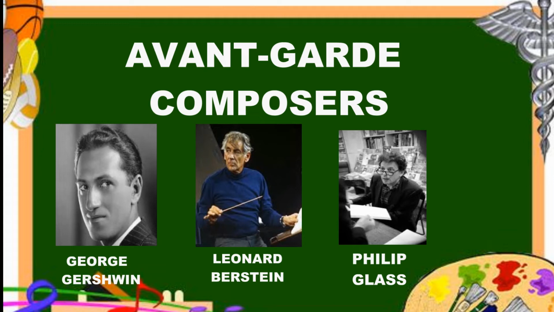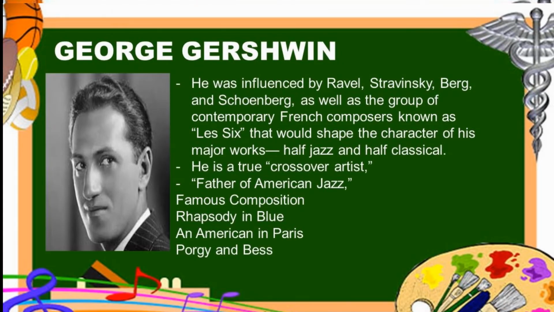Avant-garde composers. George Gershwin is known as an avant-garde composer. He was influenced by Ravel, Stravinsky, Berg, and Schoenberg, as well as a group of contemporary French composers known as Les Six that would shape the character of his major works, half jazz and half classical.